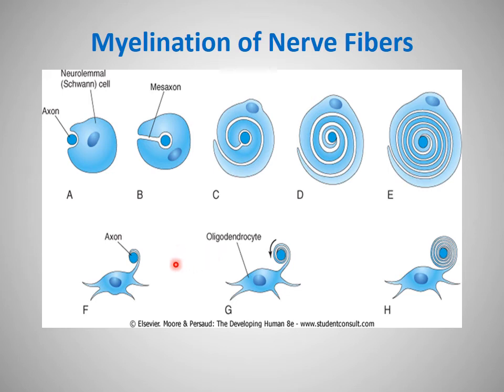Similarly, in the central nervous system, the oligodendrocytes have numerous processes, and each process wraps itself around an axon. The wrapping continues, and the cytoplasm is squeezed between the foldings, and later on the myelin layers are formed around the axon, and then it is detached from this process.